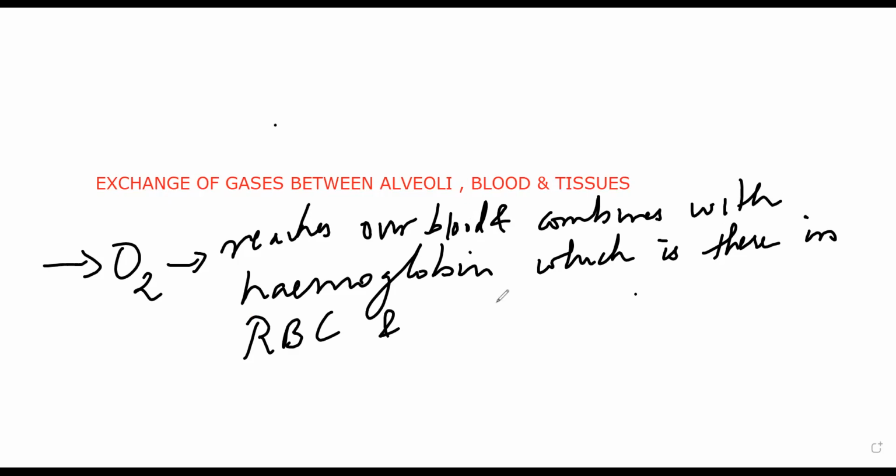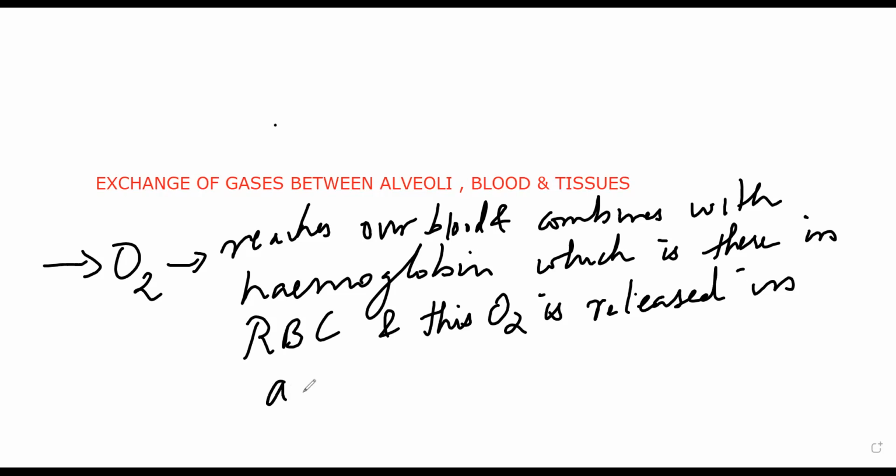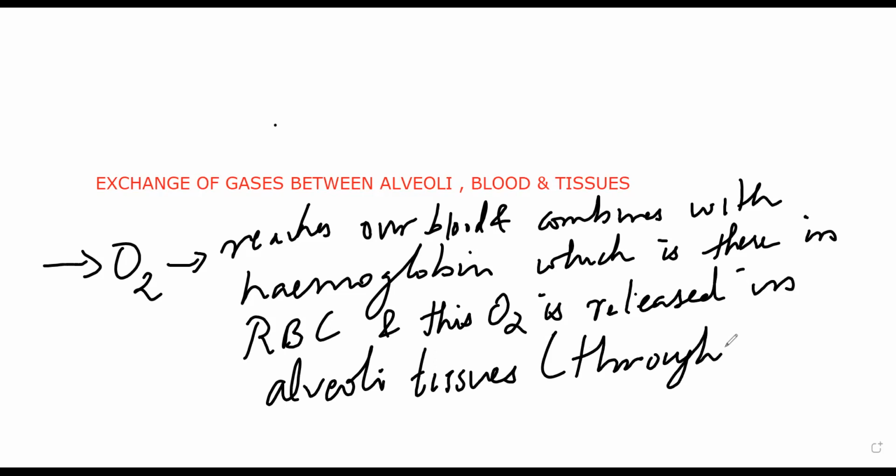And this oxygen is released in the alveoli tissues. That is through blood vessels. So that is our first step. This is the exchange of gas between alveoli, blood and tissues. The air, which is rich in oxygen, reaches the blood, combines with our hemoglobin in RBC, and oxygen is released in the alveolar tissues, through the blood vessels.